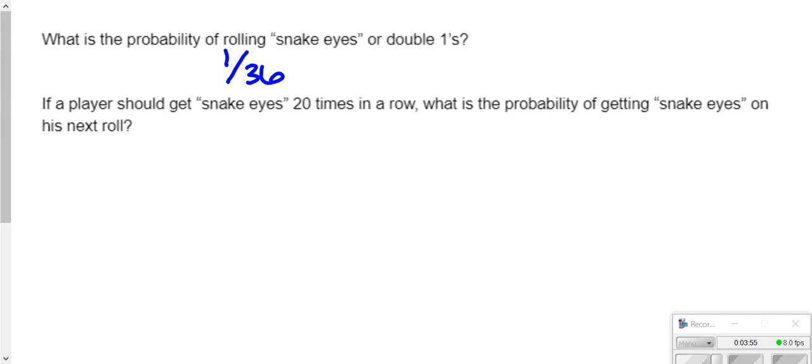I hope you just said in your mind, 1 out of 36. The fact of streakiness doesn't change the individual roll's probabilities. It still is the same mathematical probability.